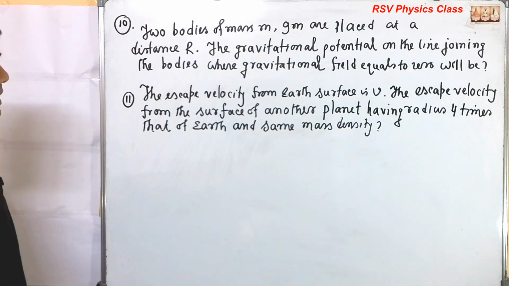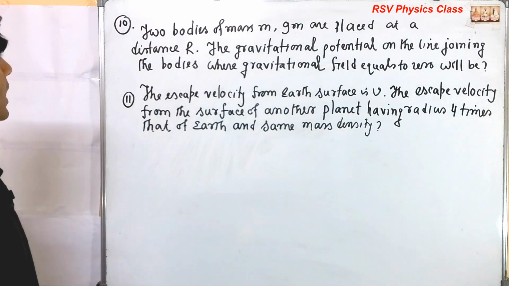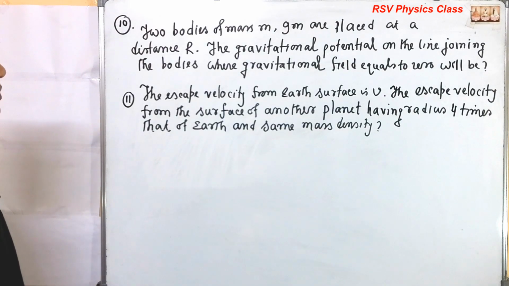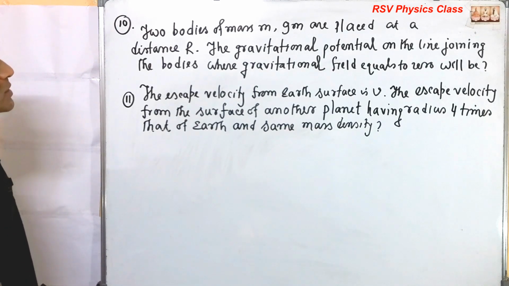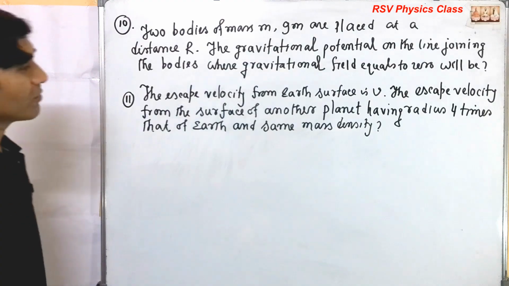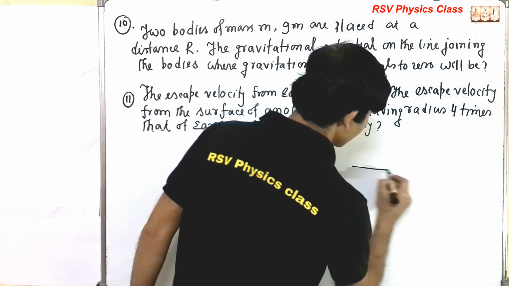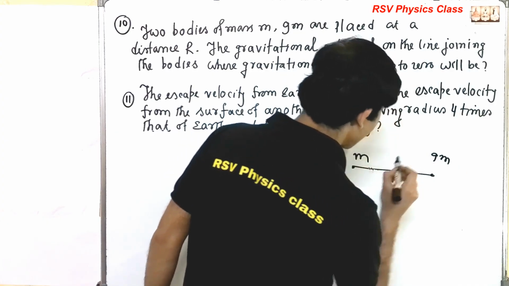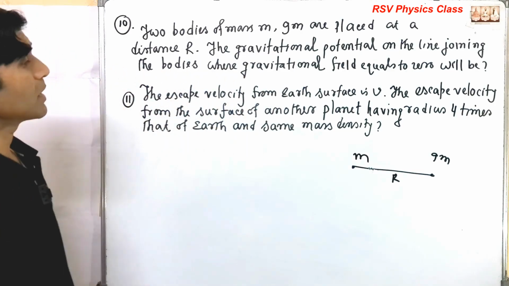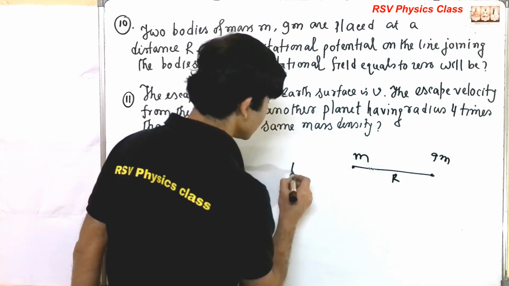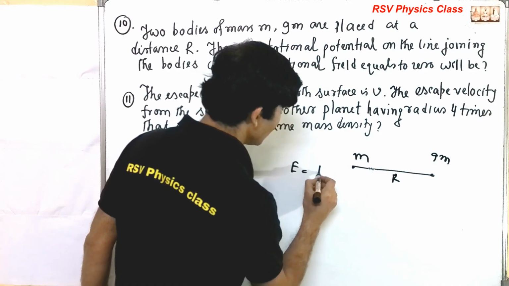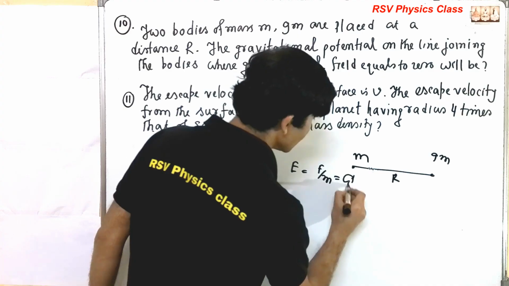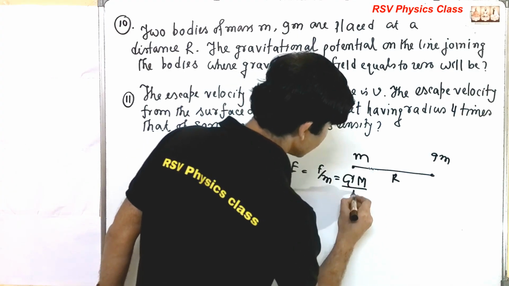Two bodies of mass m and 9m are placed at a distance r. The gravitational potential on the line joining the bodies, where the gravitational field equals 0, will be how much? So you have to know the concept of gravitational potential and gravitational field. Two particles, m and 9m, are placed at a distance r. Where will the gravitational field be 0? You know gravitational field = F/m = GM/r².